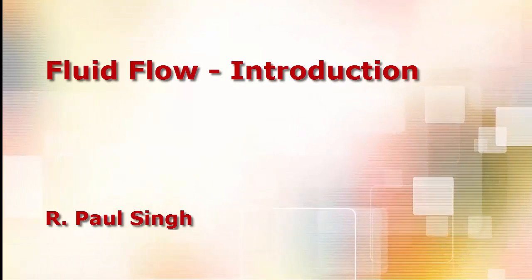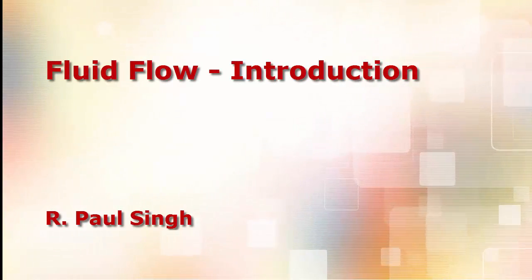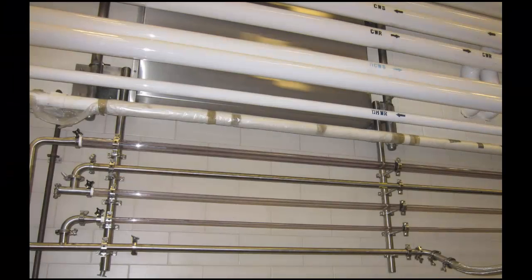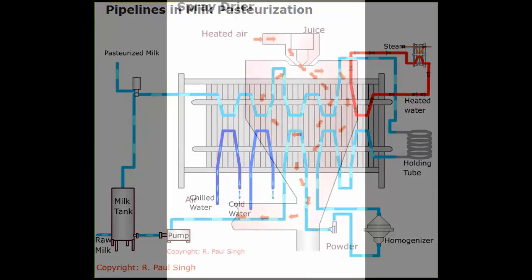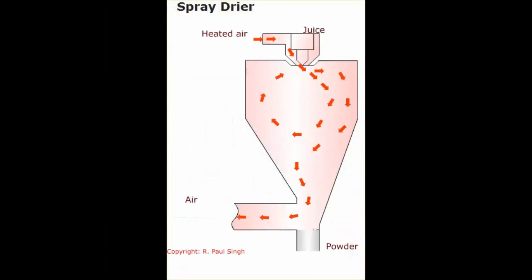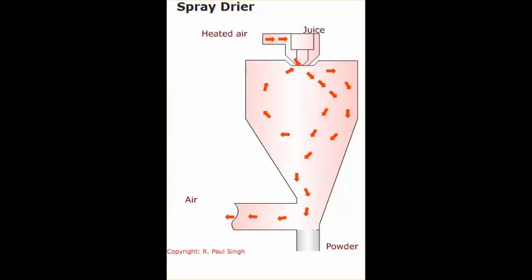In almost any food processing plant, you will encounter various types of liquids being pumped from one location to another in pipes. For example, if you go to a dairy, you will see milk or hot water or steam being transported from one location to another in a pipe. In a food dehydration plant, for example, a plant that is manufacturing spray dried milk, you will see pipes that are being used to convey heated air.